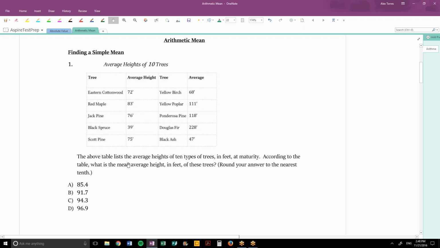So on my calculator, I have 72 plus 83 plus 76 plus 39 plus 75 plus 68 plus 111 plus 118 plus 228 plus 47, which equals 917. To find the average, we divide that by the number of pieces of data. So divided by 10, and we get 91.7.